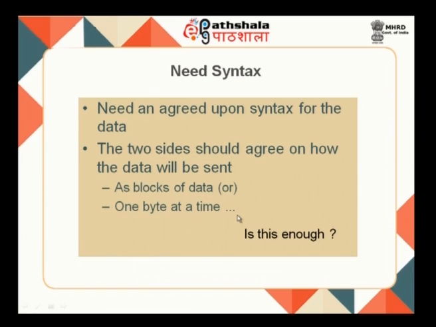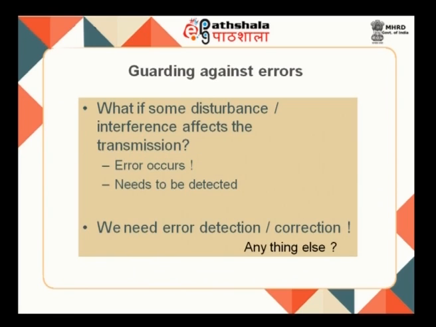Would that be enough? Again, that is not enough. So, what do we need further? There could be other things, like some kind of disturbance or interference which could affect the transmission. There could be errors which occur when you are doing the transmission. If an error occurs, you will have to detect the errors, and you will have to either retransmit or ask for some correction. Something has to be done. So, we will need some kind of error detection and error correction mechanisms.